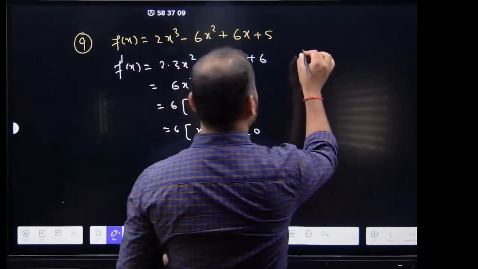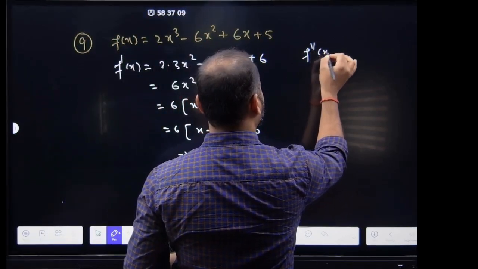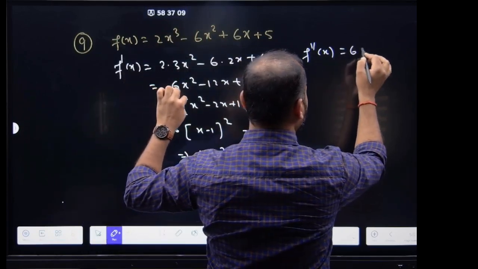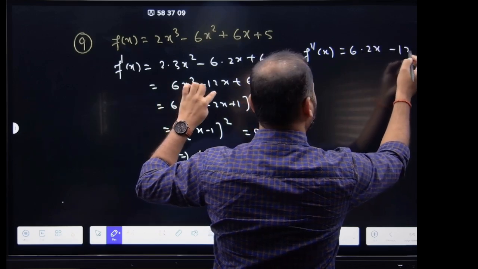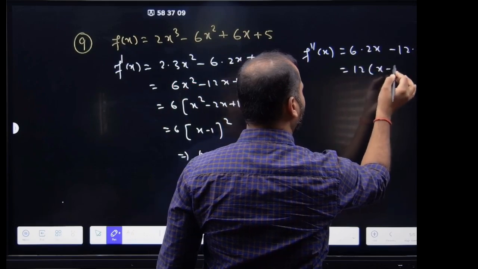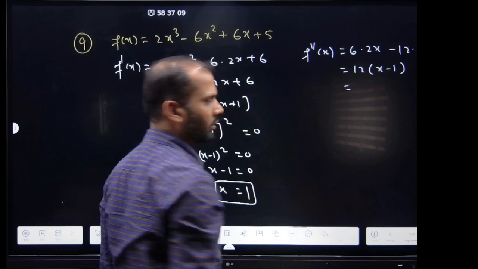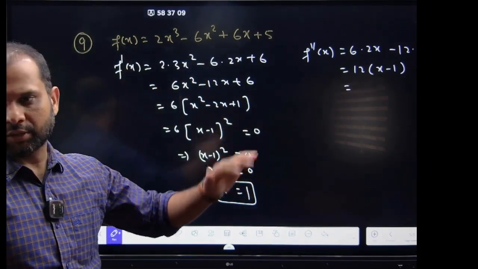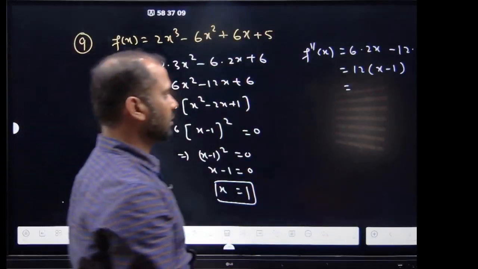So I will do double differentiation, f double dash x. Definitely you should do from here, right? How much will it be then? 6 into 2x minus 12 into 1 plus 0. So from here 12 you can take common, x minus 1. Yes or no? Now I should substitute this point to check whether it is greater than 0, less than 0, equal to 0.